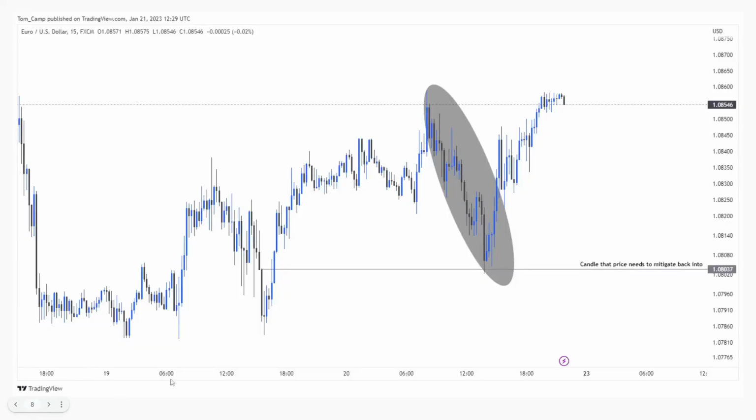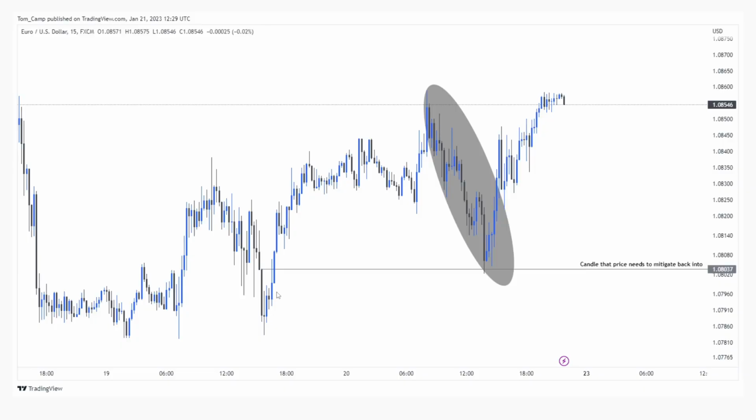So I've created another example here. And as you can see, this is our massive expansion to the upside here. And I've identified this candle, which is the last down candle before price has moved higher. Now, the reason I'm counting this candle here and not this one here is because there is a doji candle. There's not a lot of volume in there compared to what is in this candle here.